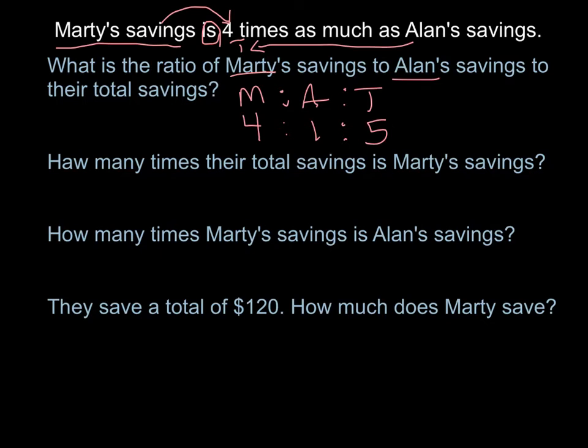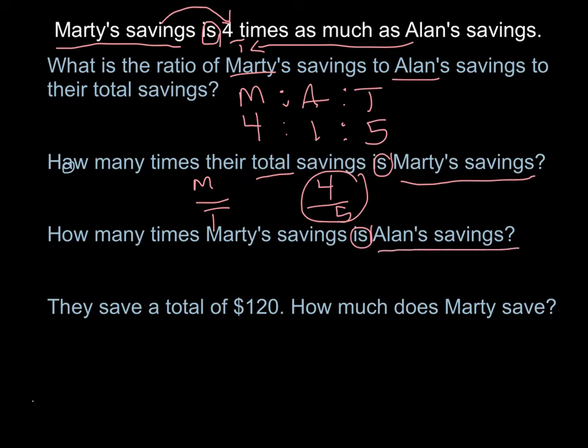Now we ask the question, how many times their total savings is Marty's savings. So I look for my is again, and Marty's by themselves, so Marty has to go on top. Marty is going to go on top. Total is going to go on the bottom. So if I look up here, my Marty's number is 4, and my total number is 5. So 4/5 is my answer.